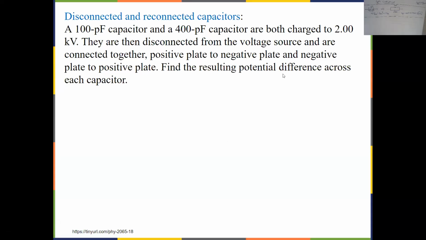Another example, but in this case, you are connecting and disconnecting a capacitor. It says 100 and 400 picofarad capacitors are both charged to 2.00 kilovolts. They are then disconnected from the voltage source and connected again, positive plate to negative and negative to positive. Find the resulting potential across. Let's sketch the problem and try to understand it first.